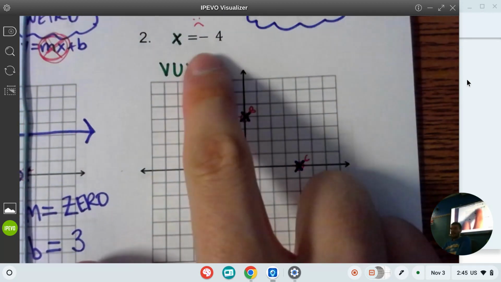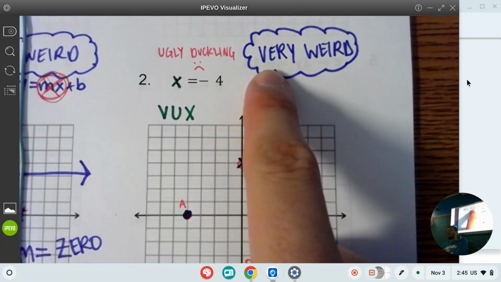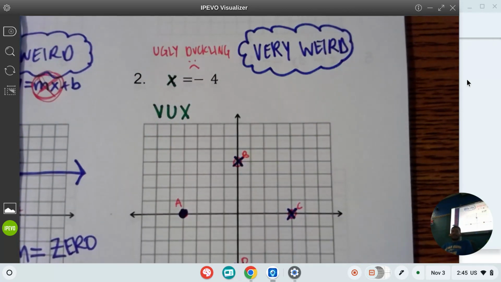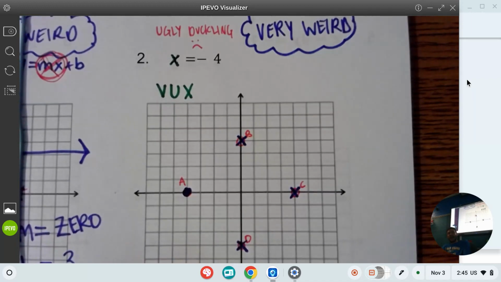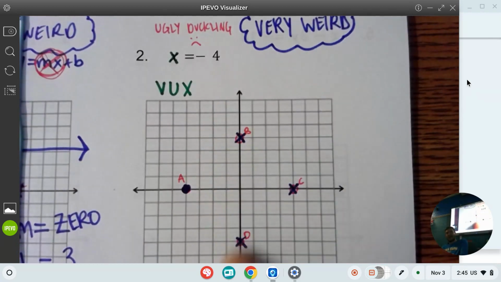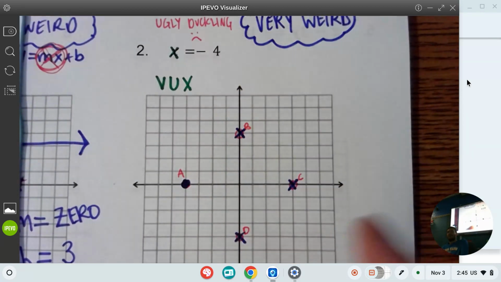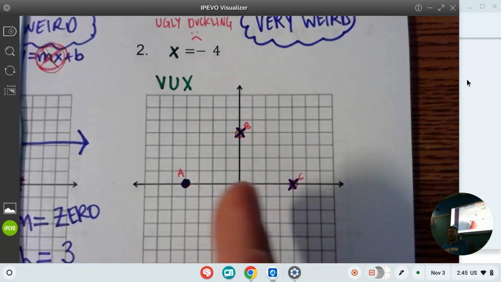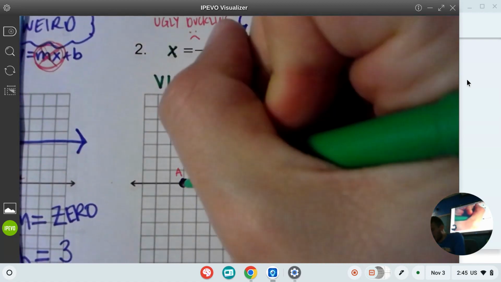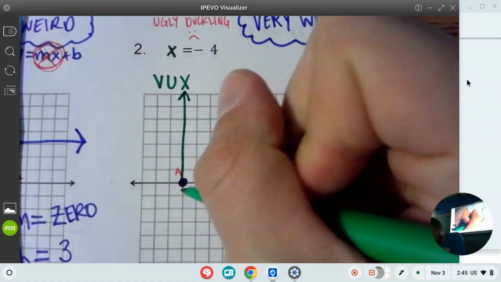So, like I was saying, this is a very weird graph. This is the ugly duckling, and this is kind of doing things very different, okay? We have started every single graph for 2 days now where the first dot goes on the y-axis, but for a vertical line, it does not go on the y-axis. It goes on the x-axis. That's very weird. That's very different. Vertical lines are weird. So we draw a nice vertical line here.